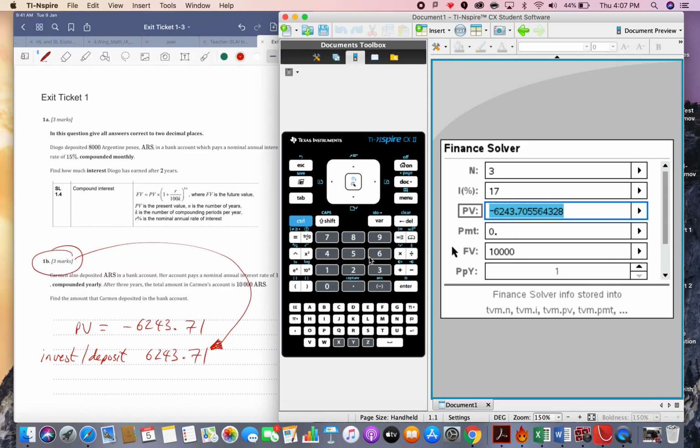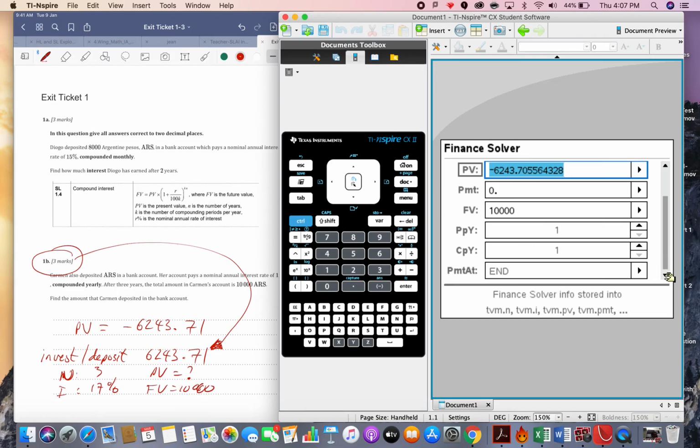But if you just write down some of the inputs from your calculator, N is 3, I is 17%, PV equals question mark, FV equals 10,000, PPY equals 1 and CPY equals 1, just by writing that down, you're going to get some method marks, even if you don't get the correct final answer. So it's really important that you have both those skills at your fingertips, being able to use the formula and then also be able to use the Finance Solver.